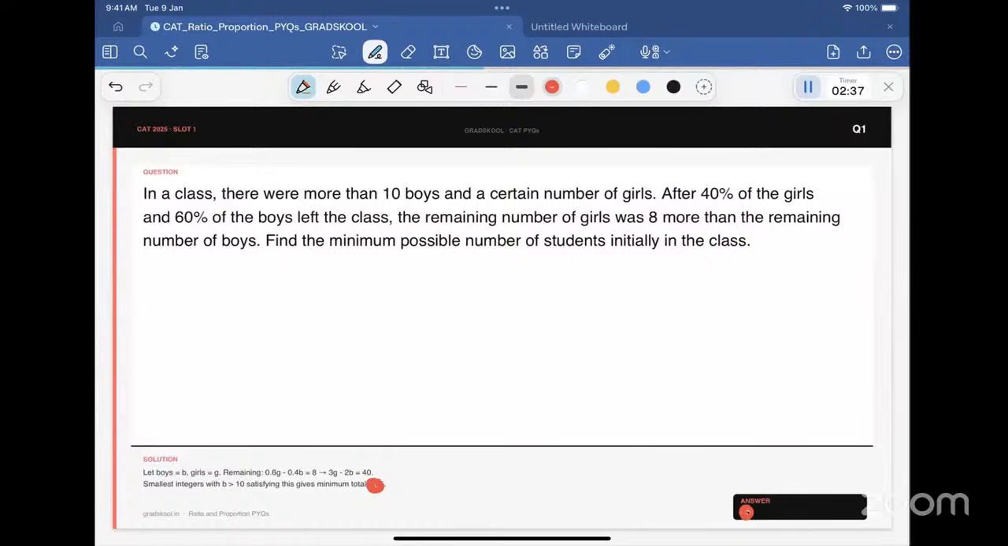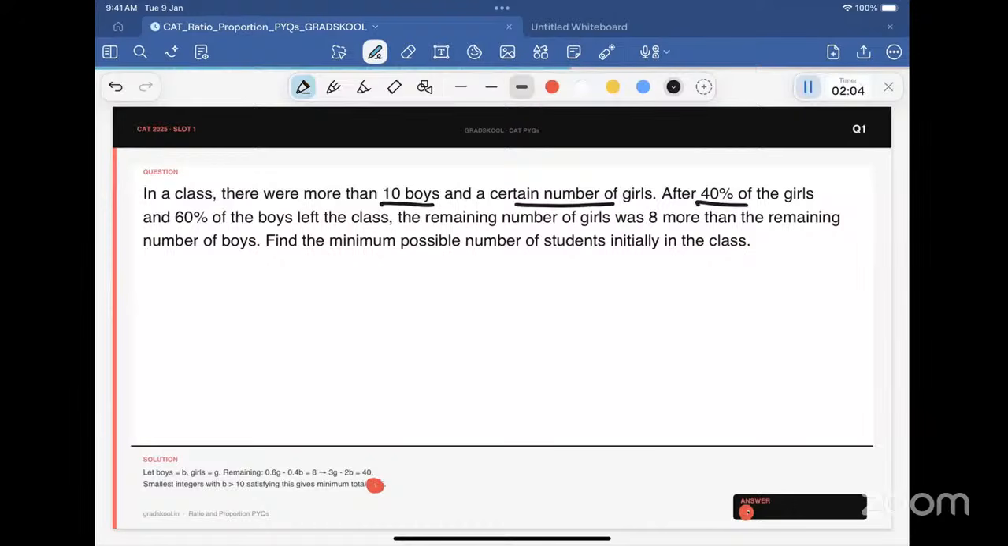So it says in a class there were more than 10 boys. Okay, tell me something. How are these new kinds of slides looking to you? The new slides. Are they better than the black background and white ink? Somehow I think it's better, and that is the reason I use this, because this is very crisp and clear and highly understandable.